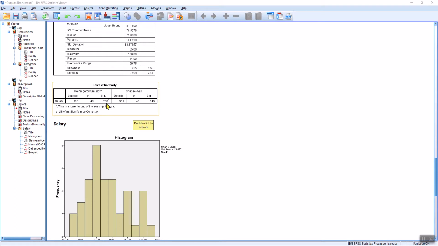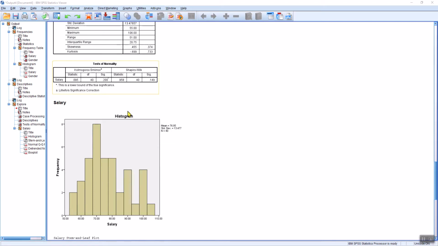You don't want these to be significant. If the numbers here go below 0.05, then it means that you have a deviation from normality. We don't want that, so it's a good thing that they're not. We don't want it to be non-normal. We want normality.